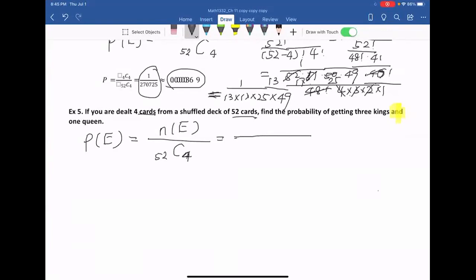This one equals, what is the number of this event to happen? What event? Find the probability of getting three kings and one queen. So how many kings in 52 cards? We have four kings. So that means we choose three from four. 4C3, we choose three kings from four kings, and means multiply, and one queen. There are four queens. So select one queen from four, that means 4C1, divided by 52C4, and simplify this. 4C3 is four. 4C1, you use the formula of the combination.